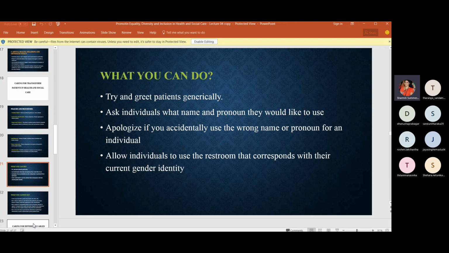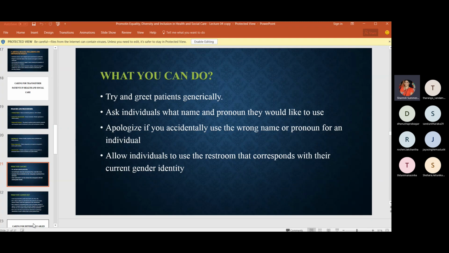Allow individuals to use the restroom that corresponds with their current gender identity. Yes. There is no separate restroom for transgender people. Okay. This is the commonest problem. Not only this one, transgender people suffer a lot of problems to survive in this common community. Okay, so we need to identify and understand their emotional sufferings, and we need to respect those emotional things as well, because it's a natural phenomenon that happens in their body and they are not the responsible ones.